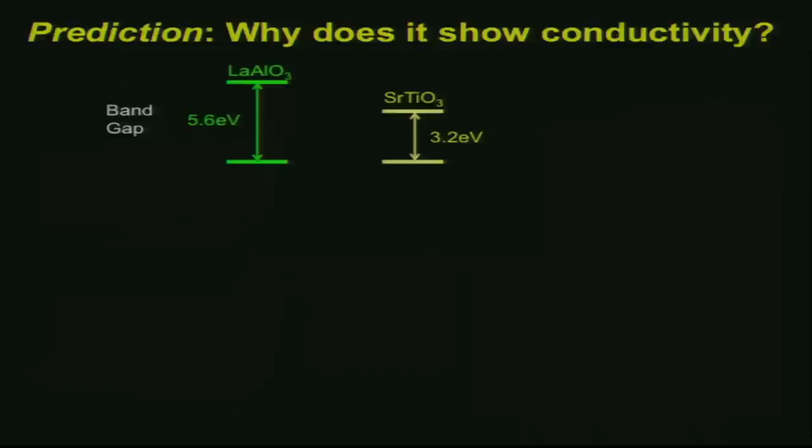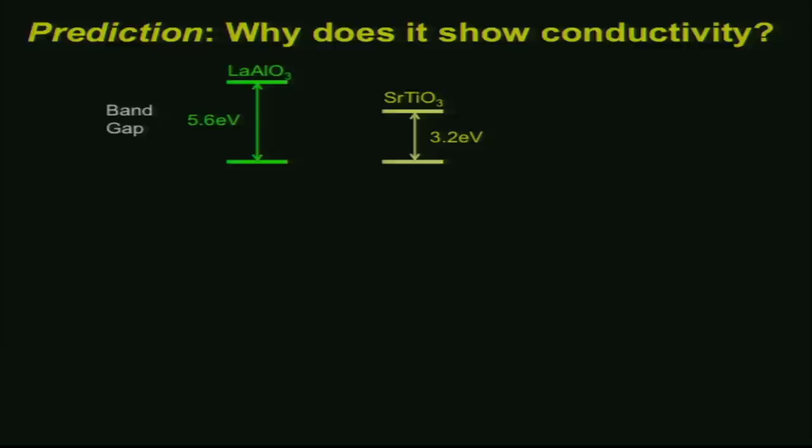So this is quite unusual behavior. Both materials are completely insulating. However, when they make a junction, they show superconductivity. They also show ferromagnetic behavior. It's very confusing what happened inside.